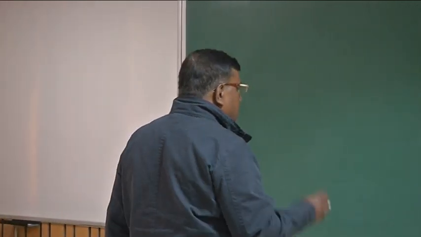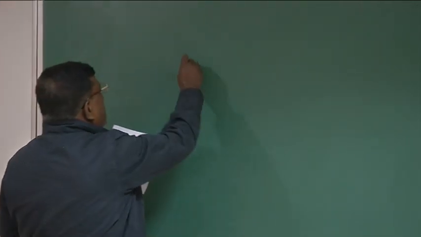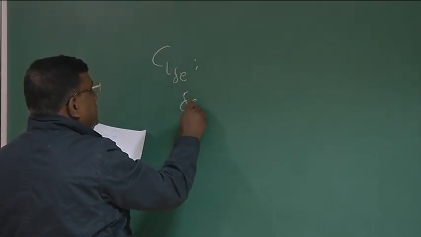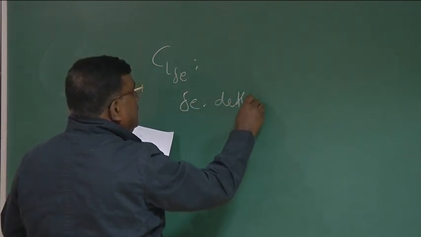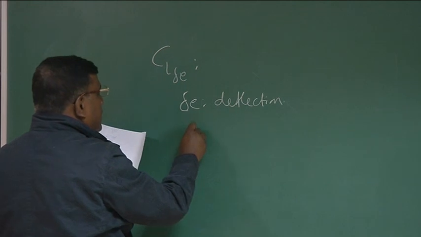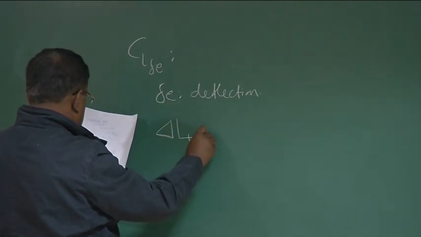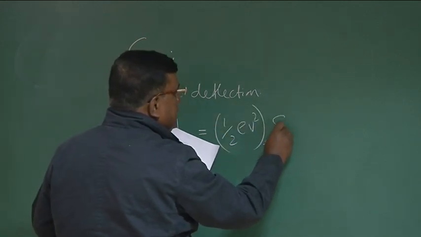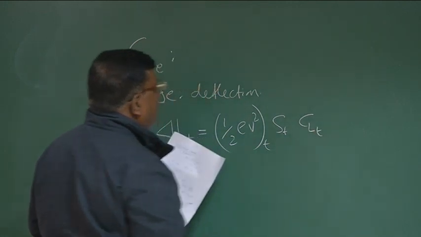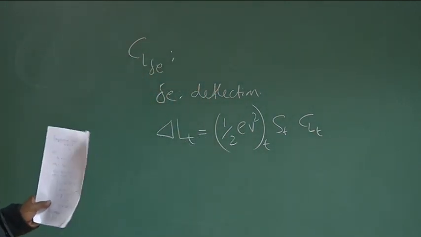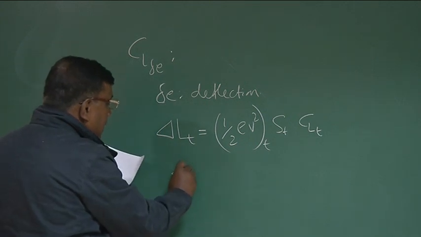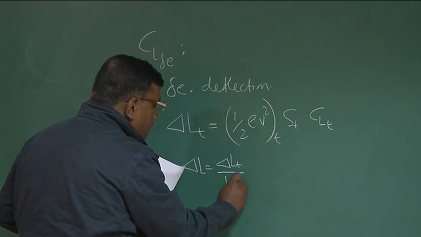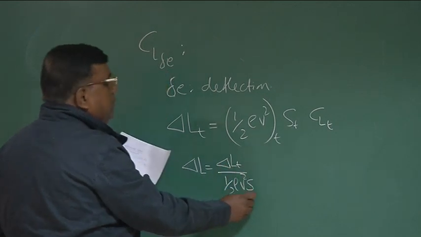So have patience and try to follow whatever I am telling. We are trying to see what is CL delta E. See, because of delta E deflection, what is the delta lift on tail? That is equal to half rho v square at tail, S tail into CL tail because of delta E. We're talking about delta E deflection, right? So what is delta L? That will be delta L lift by half rho v square S free stream, right?